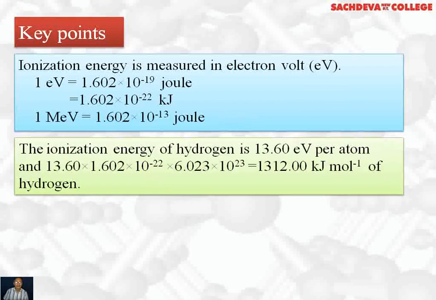The ionization energy of hydrogen is 13.6 electron volt per atom. And if we want to find it in kilojoules per mole, the way is 13.6 multiplied by 1.602 into 10 power minus 22 kilojoules into 6.023 into 10 power 23, which is Avogadro's number, and the value comes out to be 1312 kilojoules per mole. This is for the hydrogen atom.